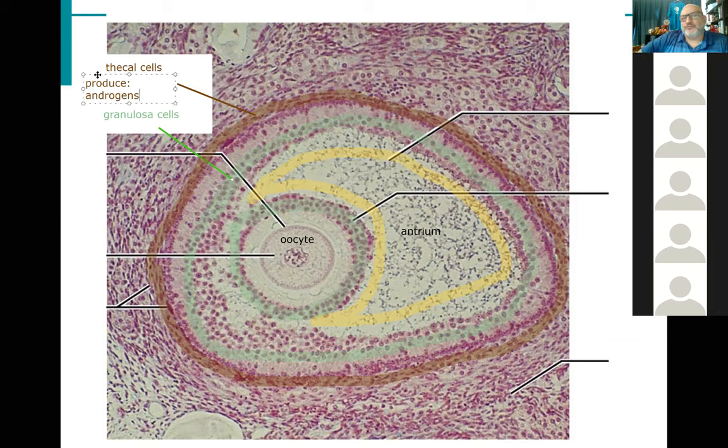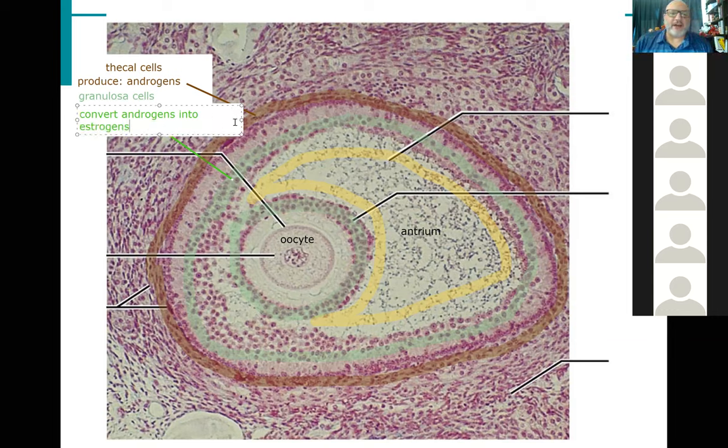Because thecal cells actually produce androgens. I know it doesn't sound intuitive, but what actually happens is our thecal cells produce androgens. That is what the thecal cells do. They produce the androgens. Then what happens is the granulosa cells take the androgens, and their job is to convert androgens into the estrogens. So you guys are absolutely correct in that the goal of our ovaries is to produce the class of hormones that we think of as estrogens. But it turns out they don't just do it out of thin air. What happens is this outer layer of cells, these thecal cells, actually produce androgens, and then it is the granulosa cells that convert it into estrogens.